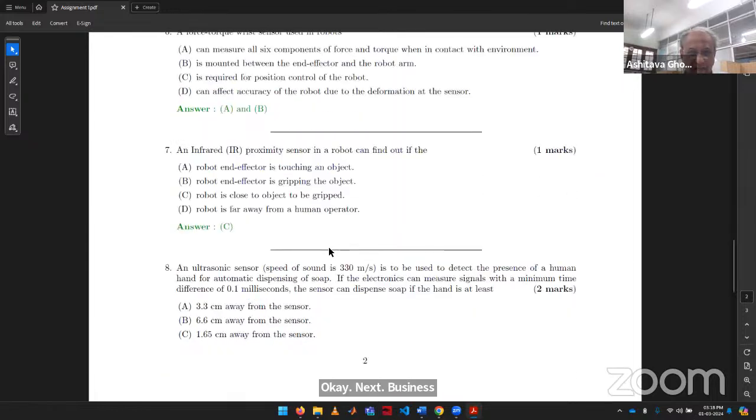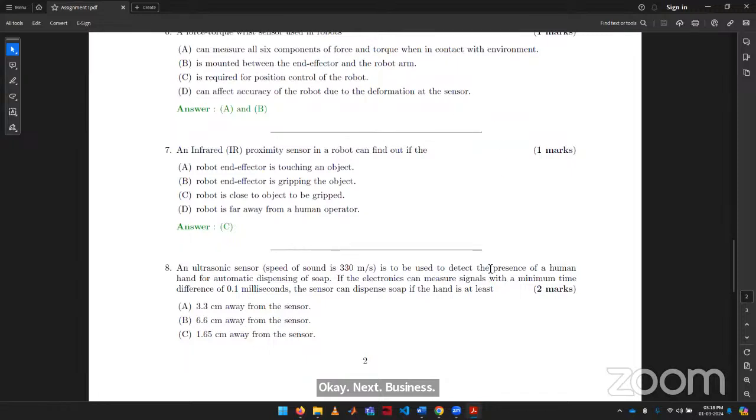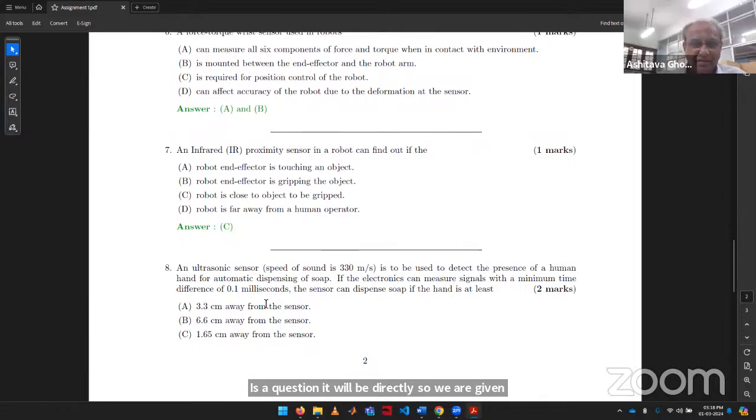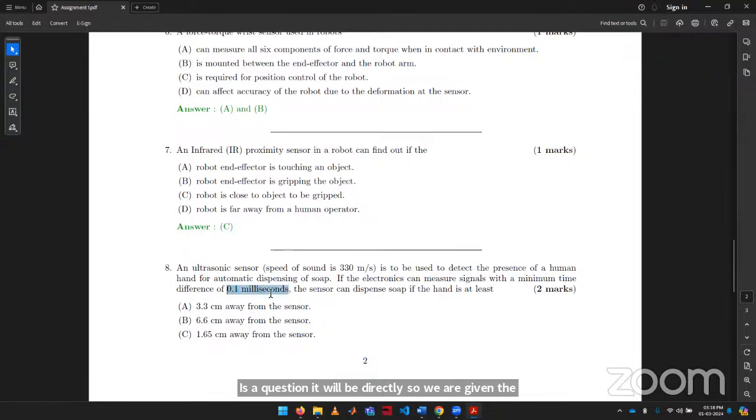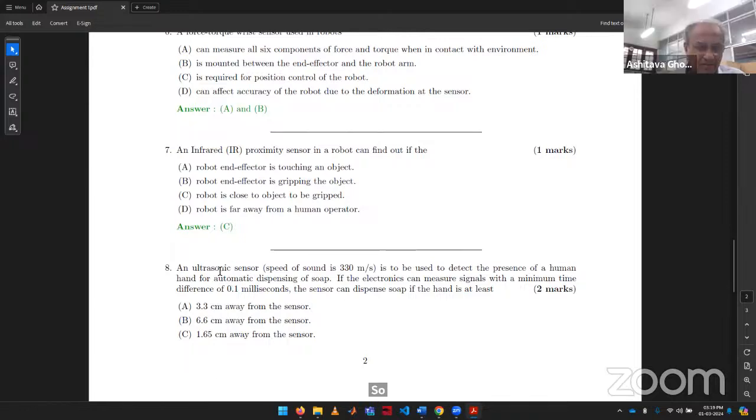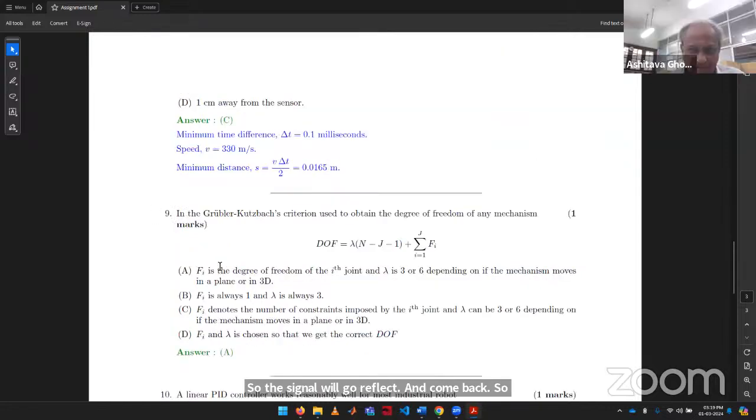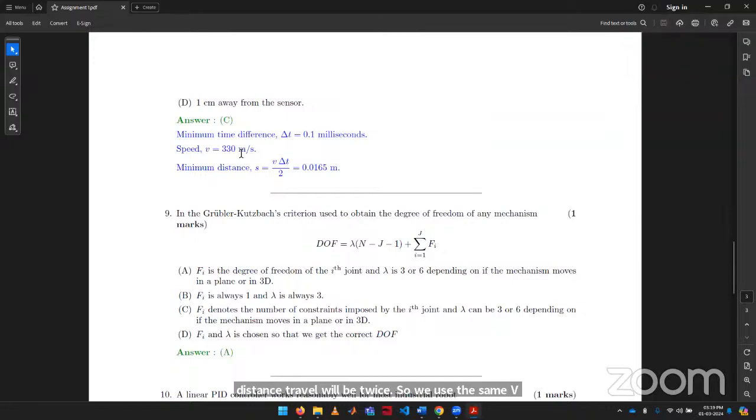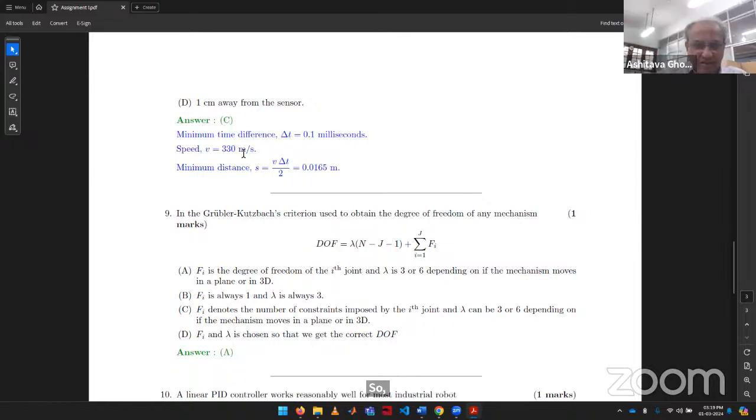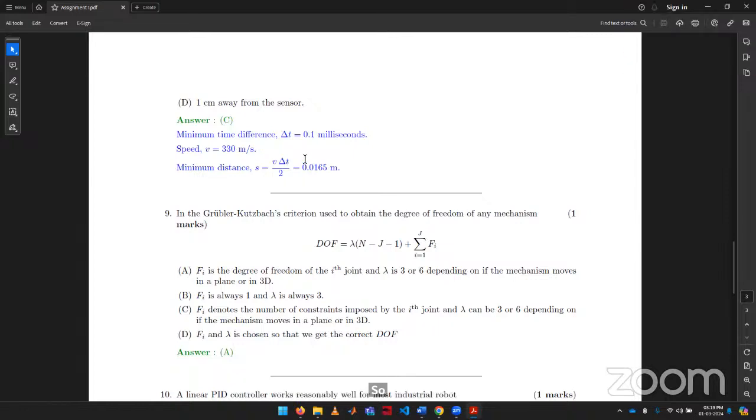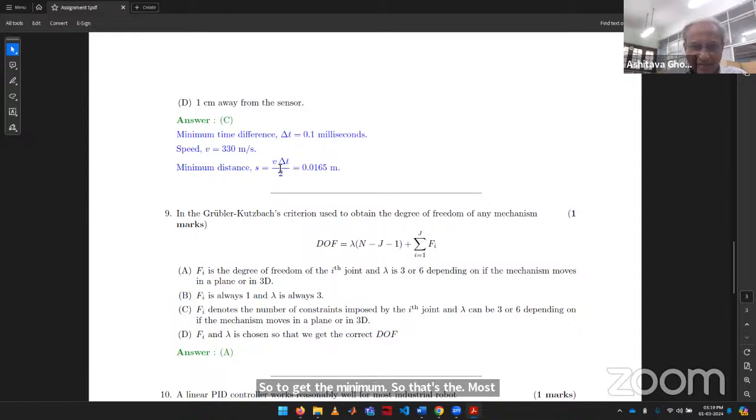Okay, question 8. So question 8 will be directly, we are given the velocity and we are given the minimum time. And to remember one thing is because it's an ultrasonic sensor, the signal will go, reflect and come back. So the distance traveled will be twice. So we use the same S equals V times T, but we should divide it by 2, to get the minimum distance. So that's the simplest thing.